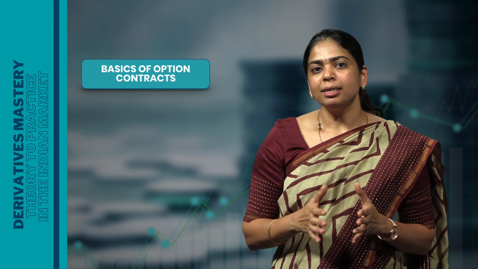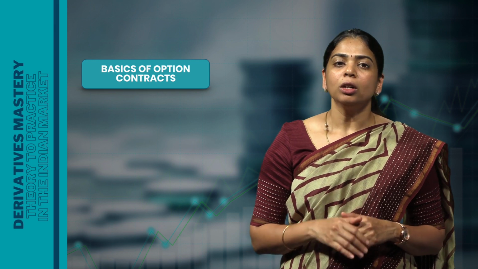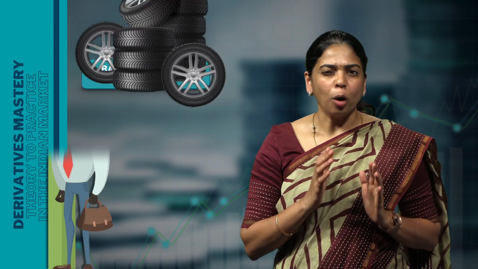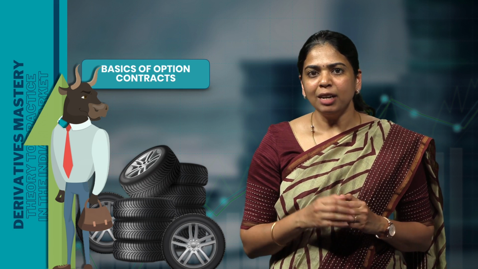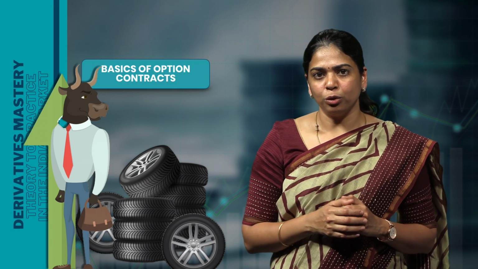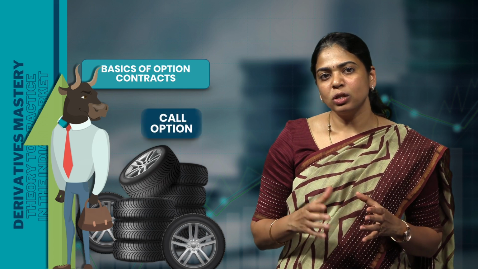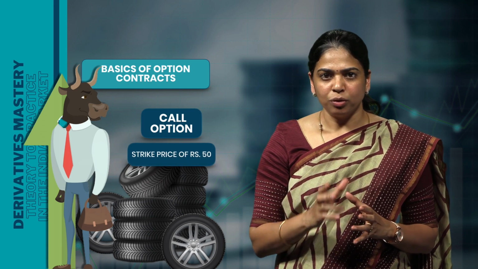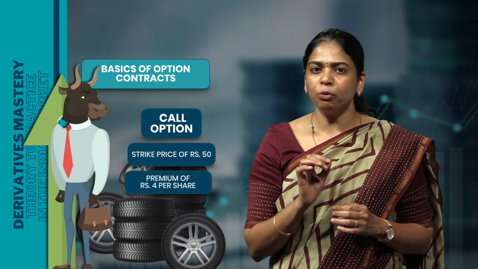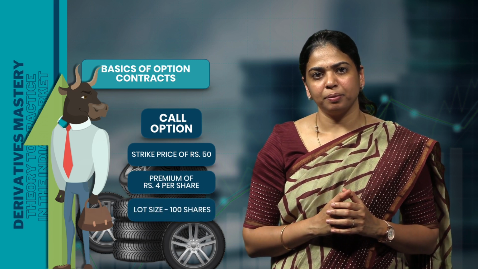Now, let us discuss some examples to understand the concept of options better. So, let's consider Mr. Ram, who is optimistic or bullish about Apollo Tyres stock. He believes that the price of the stock will go up in the near future. So, to capitalize on this expectation, Mr. Ram decides to buy a call option. He chooses a strike price of rupees 50 and pays a premium of rupees 4 per share. And the lot size for this option is 100 shares.